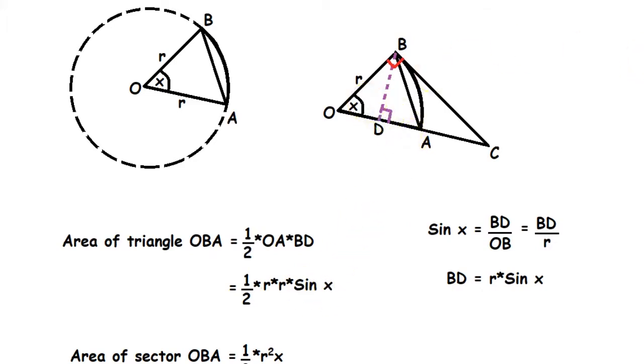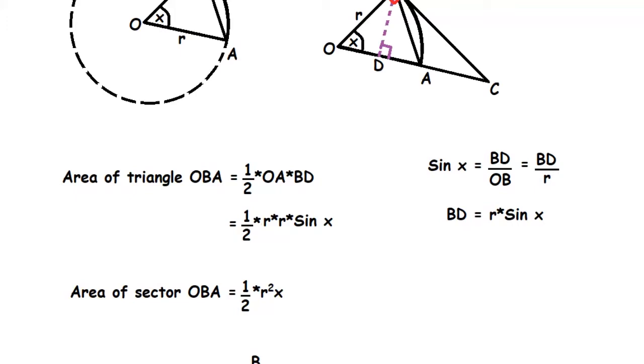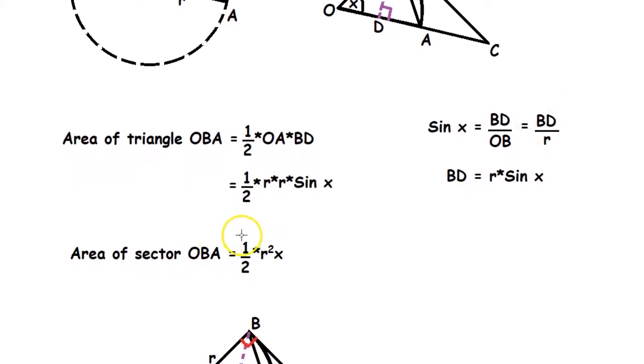So let's find the area of the sector OBA. You know that the area of the sector can be written as half into the radius squared into the angle. So that is half into R squared x.